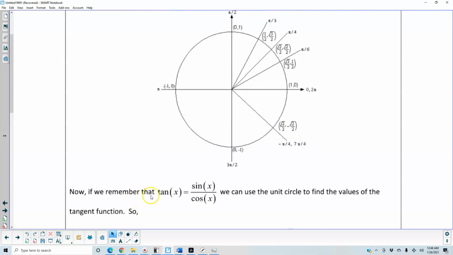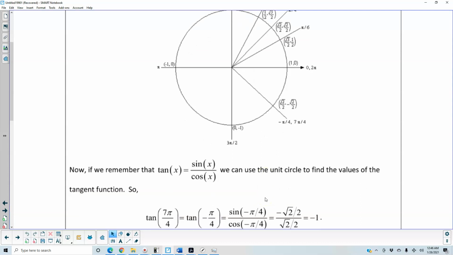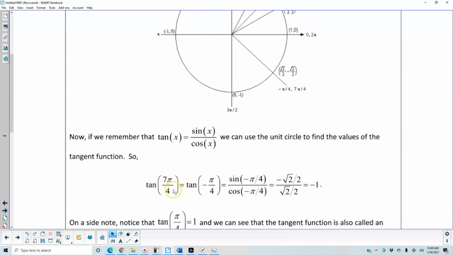Now, if we remember that the tangent of x is equal to the sine of x over the cosine of x, we can use the unit circle to find the values of the tangent. So the tangent of 7 pi over 4 is equal to the tangent of negative pi over 4, which is the sine of negative pi over 4, which is the y-coordinate, negative square root of 2 over 2, and the cosine of negative pi over 4 is the x-coordinate, which is positive square root of 2 over 2. So dividing it by itself with a negative becomes negative 1.